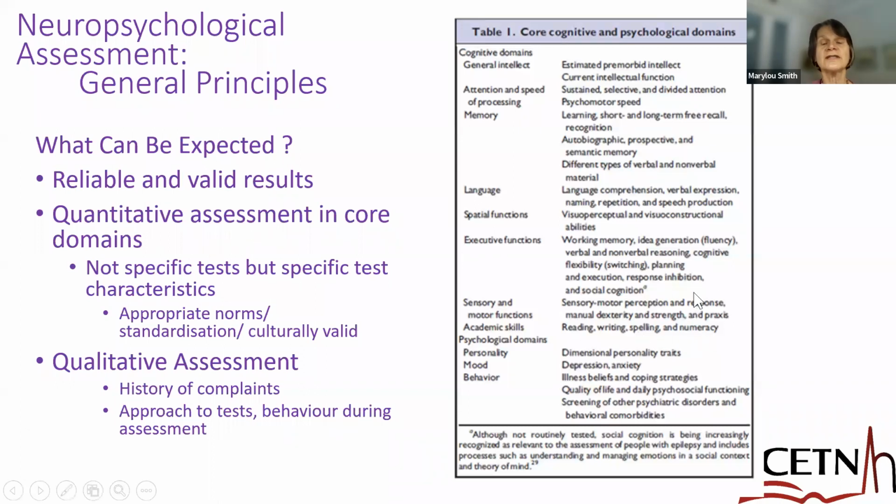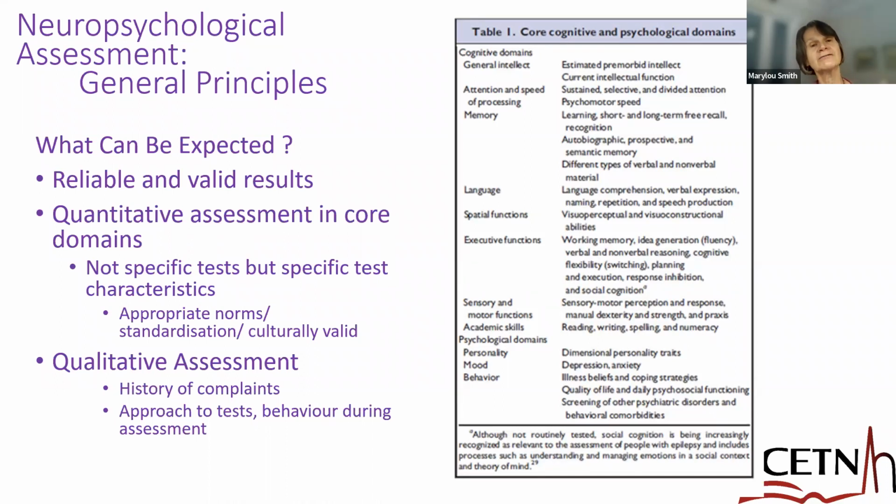In this box on the right, you can see that there are a number of domains that we like to assess in our evaluations: intellect, attention and speed of processing, memory, language, spatial functions, executive functions, sensory and motor, academic skills, if that's for a child or if it's appropriate for an adult, and then psychological domains. Because we want to try to cover all of these domains, we include many tests, and many of these domains are multifaceted, so it's often necessary to include multiple tests.